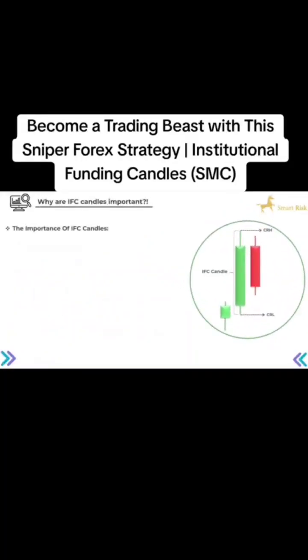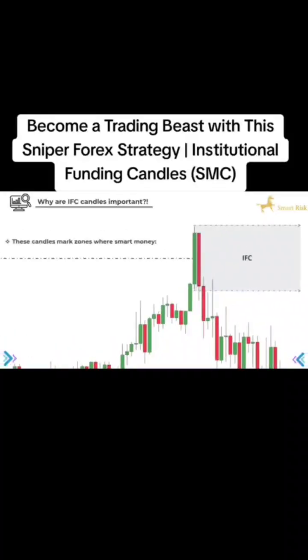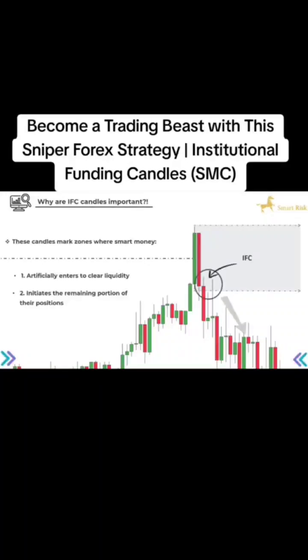Why are IFC candles important, and how can we use them? IFC candles are crucial because they represent the footprints of smart money in the market. These candles manipulate price by taking out retail traders' positions and highlighting areas where large volumes are traded just before a sharp move in the opposite direction. These candles mark zones where smart money artificially enters to clear liquidity, initiates the remaining portion of their positions. When the price returns to these zones, it often reacts and reverses in the opposite direction.